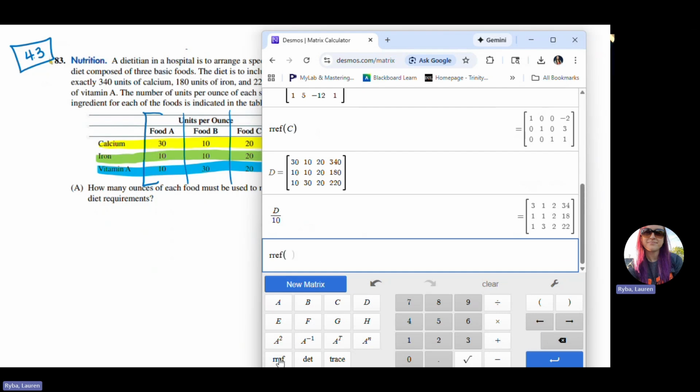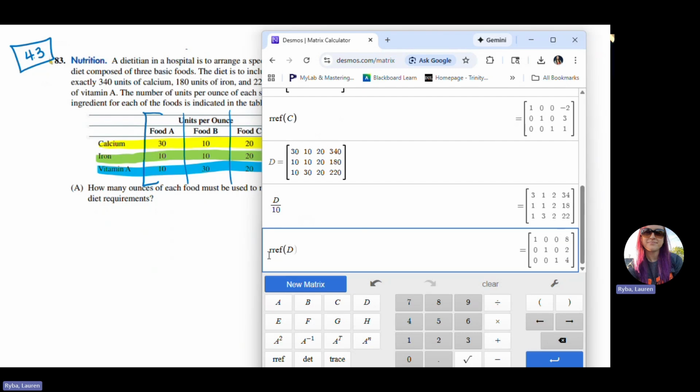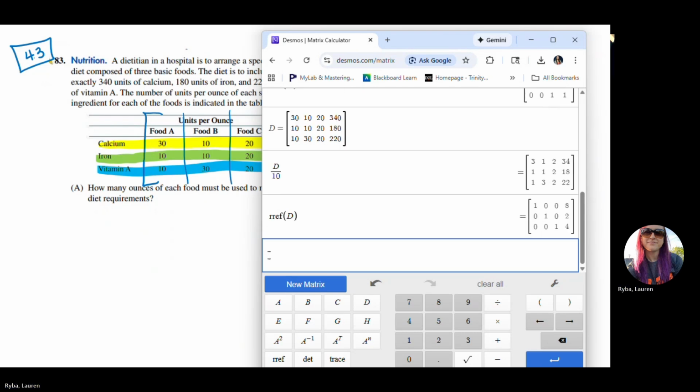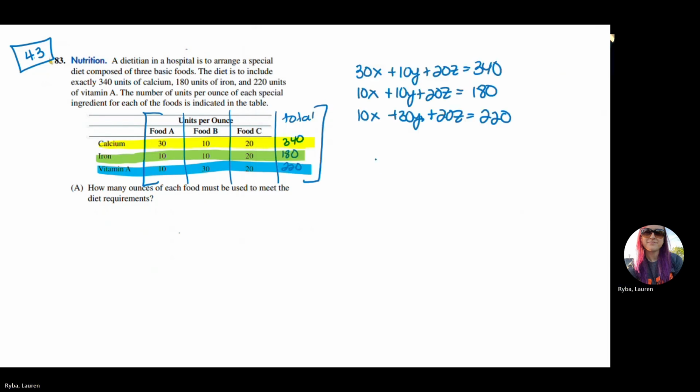So reduced row echelon form. You could just do D if you wanted, like that, and it's going to solve it. So X is 8, Y is 2, Z is 4. Now we're going to go back and explain what that actually means.